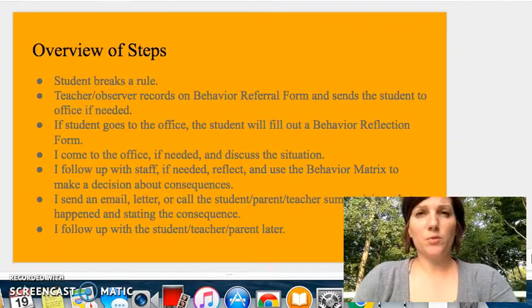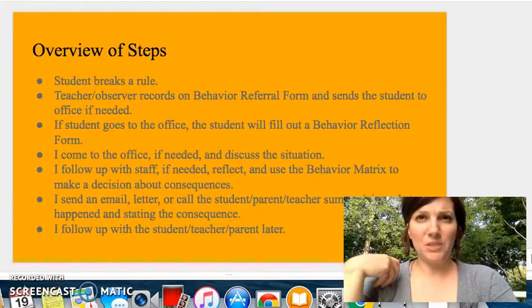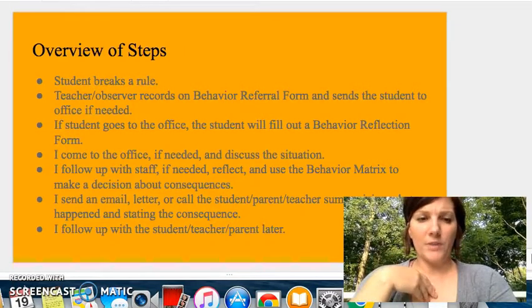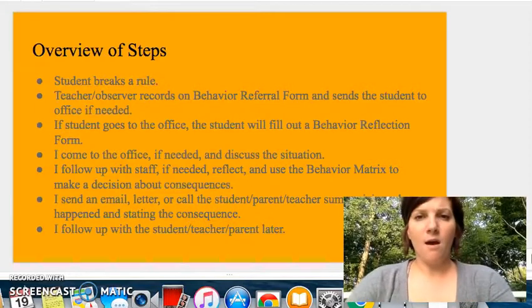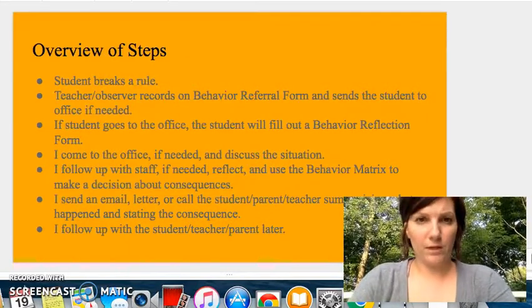A student breaks a rule, and you try to deal with it in your classroom. If it gets to a point where it can't be dealt with, or if it's really affecting other students, then you need to notify the admin. In this case it will be me. Instead of doing the paper copy, we now will use a behavior referral form, and we'll go through that so you understand what that is and how to use it. Then you'll send the student to the office as before if you need.